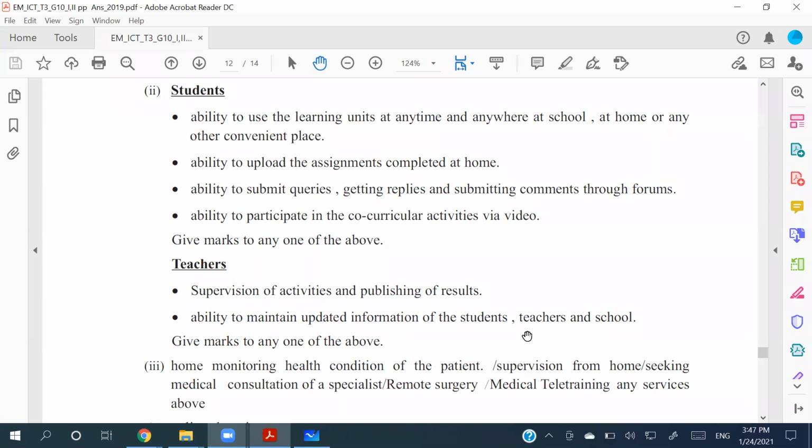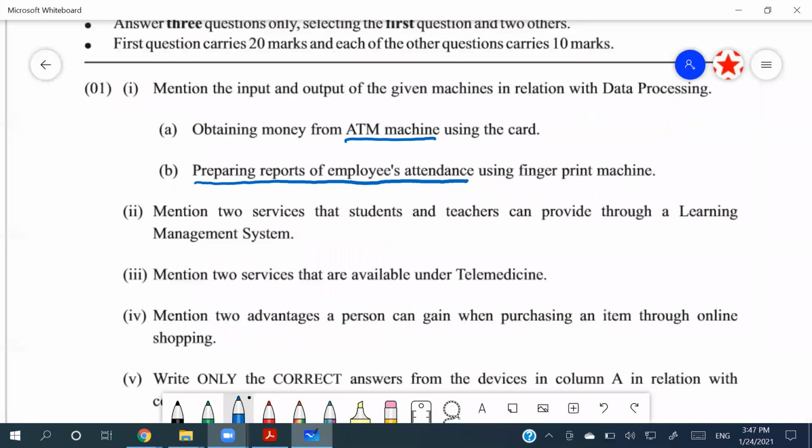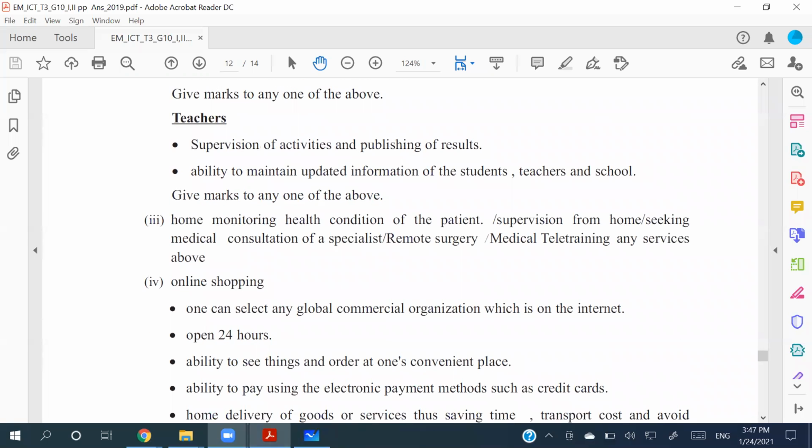Moving forward, the third one is asking: mention 2 services that are available under telemedicine. You can have any one of those: home monitoring of health condition, supervision from home, seeking medical consultation of a specialist, remote surgery, you can say telesurgery as well, medical teletraining, and emergency telemedicine. You can go with those answers. If you got any alternatives, let me know.